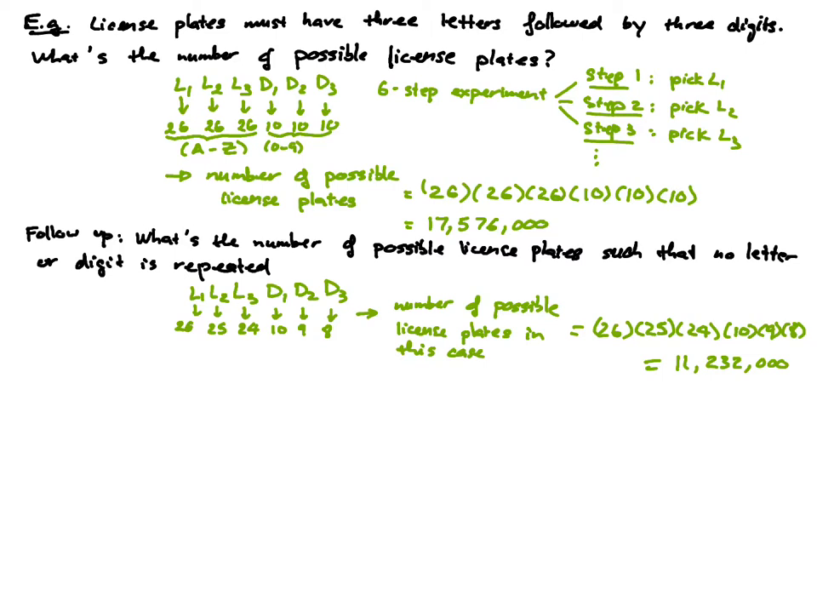Okay. So let's do another example. Suppose you're on a road trip and you have a list of 7 cities to visit. How many different routes are possible?